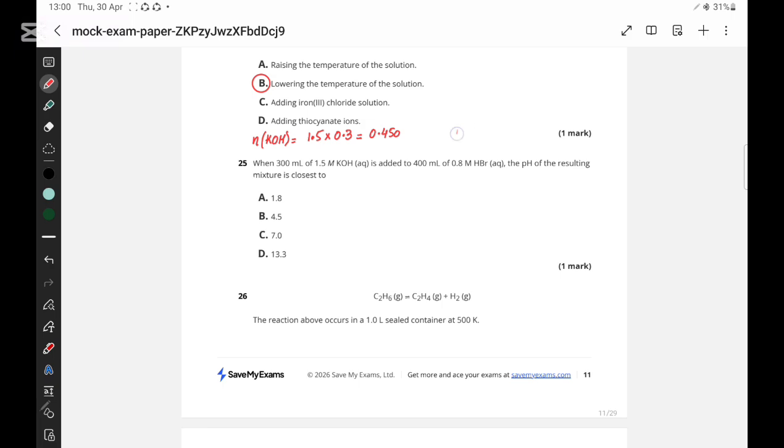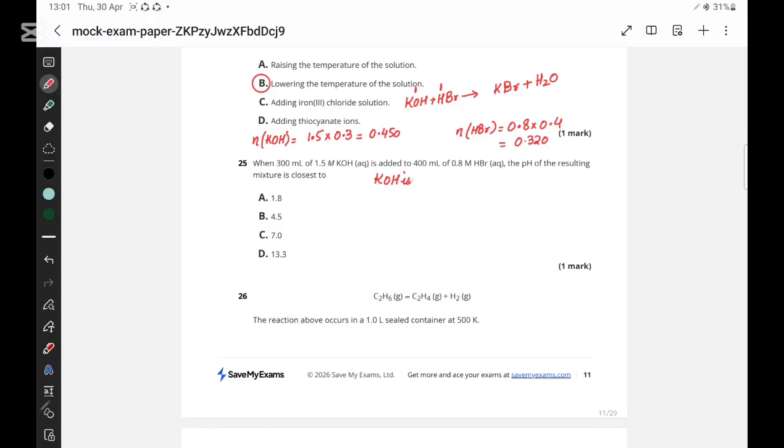0.450. Then we have to find the moles of HBr. That comes out to be concentration 0.8, volume 0.4, and that comes out to be 0.320. Now, as we know, KOH plus HBr react in a 1:1 ratio because they form KBr plus water. Then you can see that if they both react, KOH is in excess.